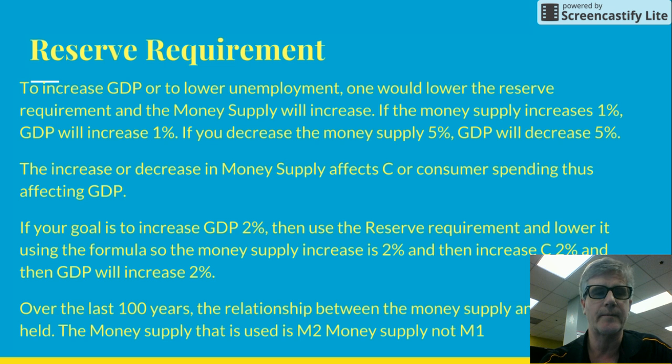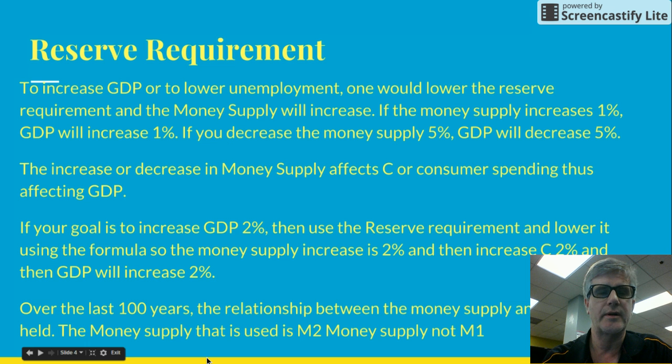So if your goal is to increase GDP 2%, then use the reserve requirement. Lower it using the formula, so the money supply will increase exactly 2%, and then we increase C by 2%, and then GDP will go up 2%. Over the last 100 years, the relationship between the money supply and GDP has held. The money supply that is used is M2, not M1.